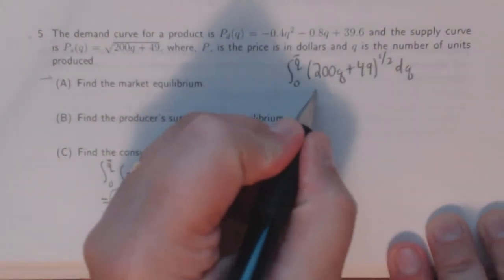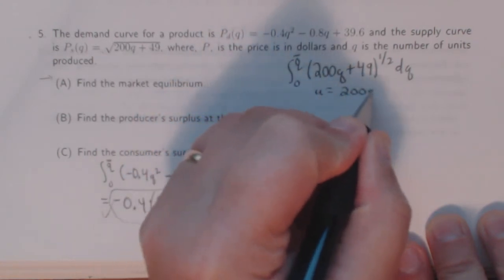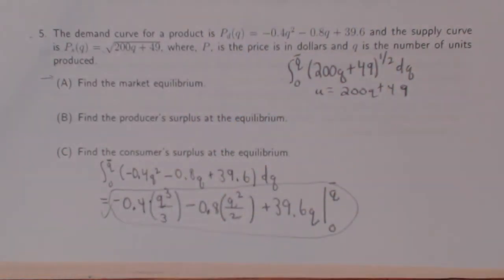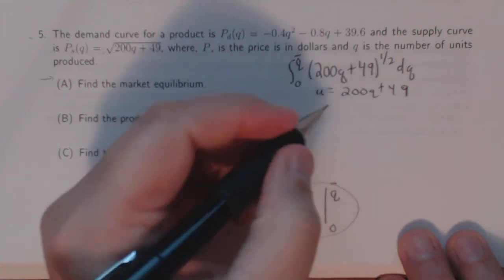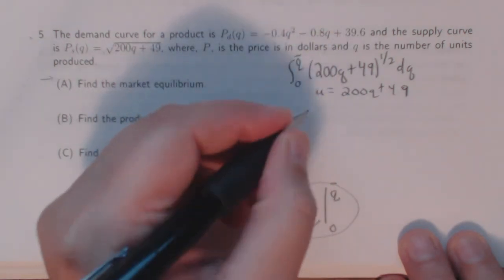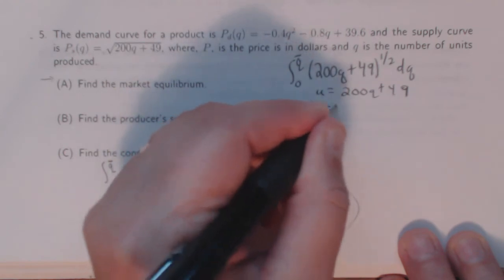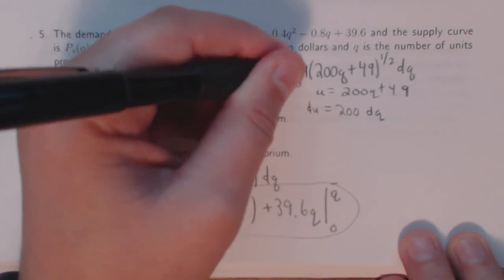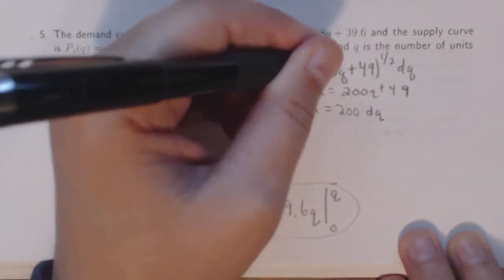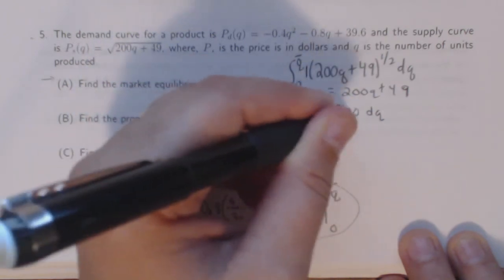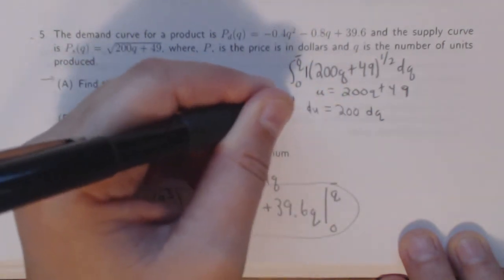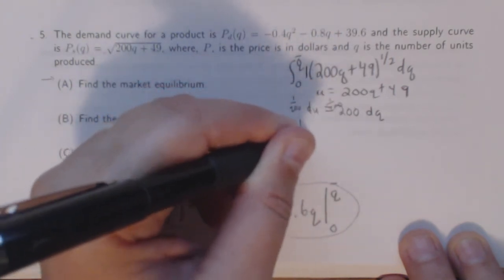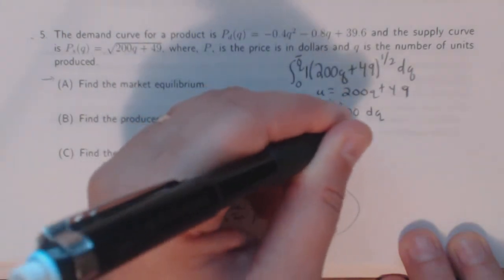So remember, you have to use u substitution. We're going to let u equal 200q plus 49. Anytime you have a binomial or trinomial or something other than a monomial raised to a power, you have to use u substitution. Okay, so the derivative of 200q plus 49 is 200 dq. But I don't have 200 right here. I have 1 dq. So I have to do something to change this to 1 dq, and that is multiply both sides by 1 over 200, which is going to give me 1 over 200 du equals 1 dq.